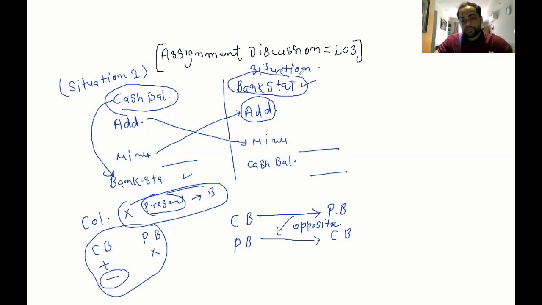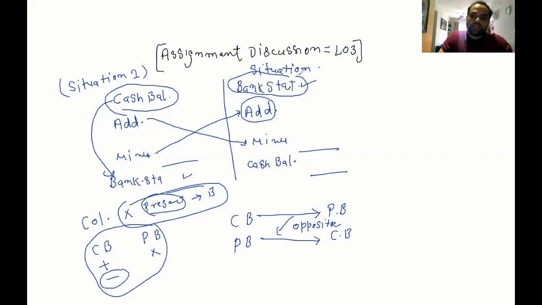All right? I repeat, if your question starts with cash balance, no matter positive or overdraft, whatever transaction we added in the question with the cash balance, the same transaction we will subtract in the question when the passbook is given.